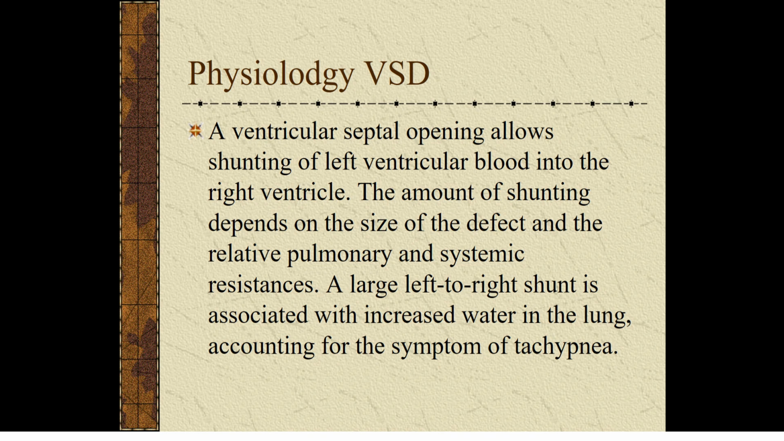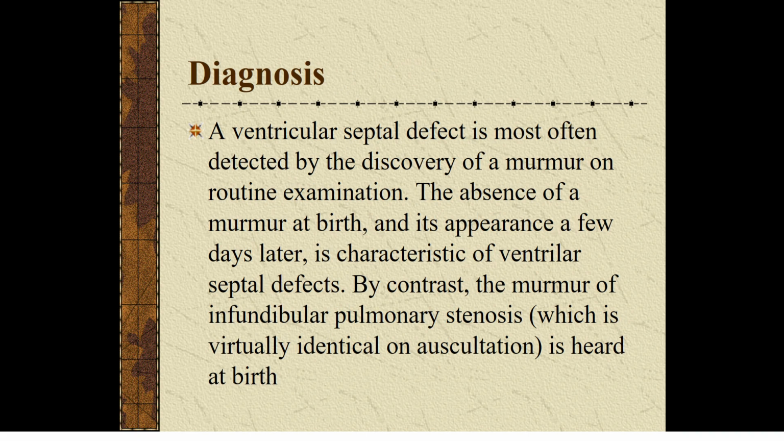Physiology. A ventricular septal opening allows shunting of left ventricle blood into the right ventricle. The amount of shunting depends on the size of the defect and the relative pulmonary and systemic resistances. A large left-to-right shunt is associated with increased water in the lung, accounting for the symptom of tachypnea.